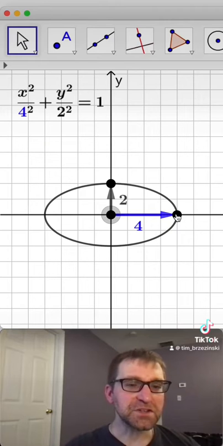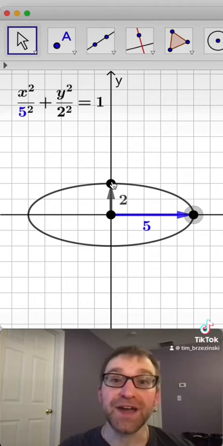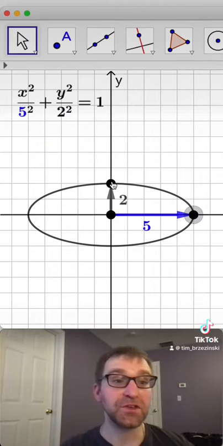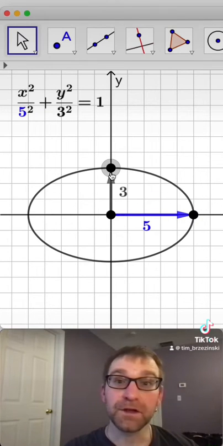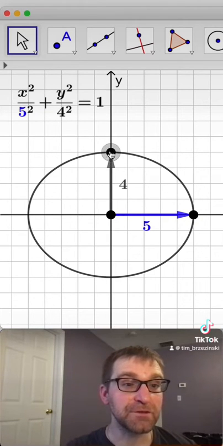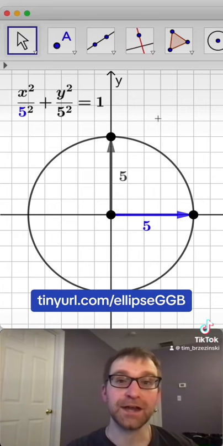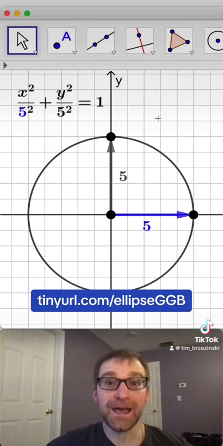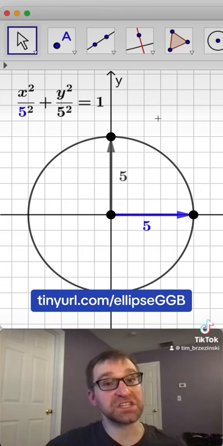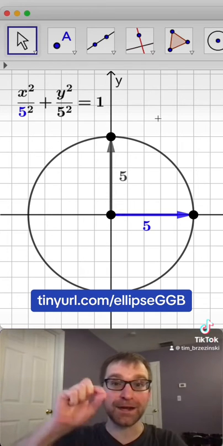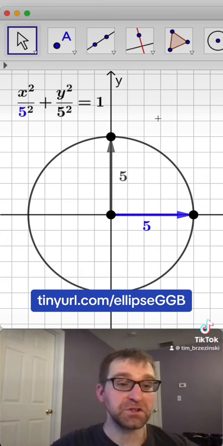But let me ask you this. What would happen if the major axis and the minor axis of this ellipse became equal, right? There we go. What if we made the minor axis 5? Ooh, what kind of conic section do we have here? Yeah, that's a circle. So a circle is a special case of an ellipse where the major and minor axes are equal, as you can see right here.